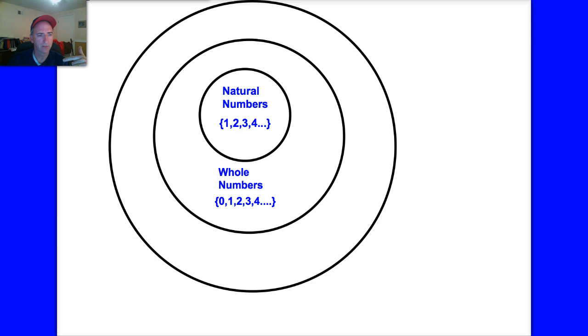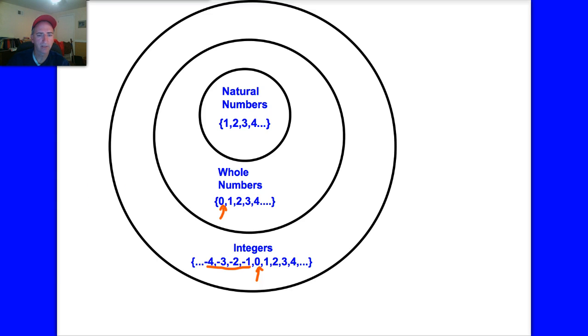The next circle out here is the set of integers. All right, integers, that's what we've been talking about, doing all of the addition and subtraction and all that stuff. Integers is the set of whole numbers and negative numbers. So notice on integers we now have all these negative numbers that were not included in the whole numbers, but we also have the 0, which is here.